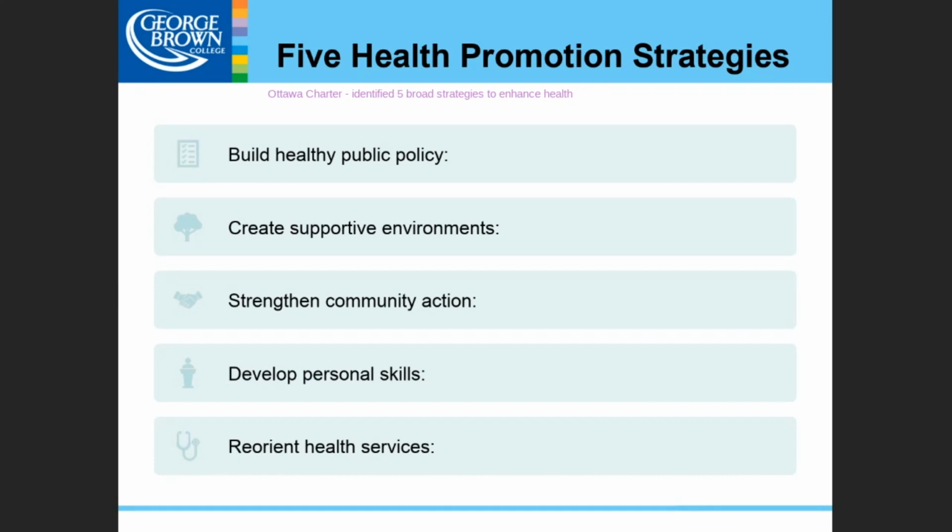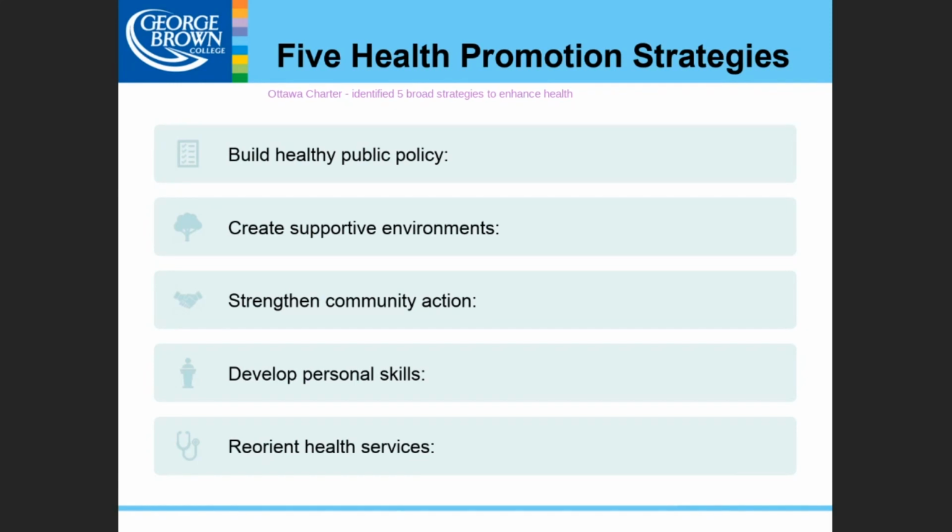Okay, so that's where these came from. So the first one is build healthy public policy. Building healthy public policy really involves advocating or focusing on policies that create healthy living conditions. An example is happening right now. The RNAO is lobbying and advocating during the pandemic for safe working conditions for nurses. So that's an example of a health promotion strategy.